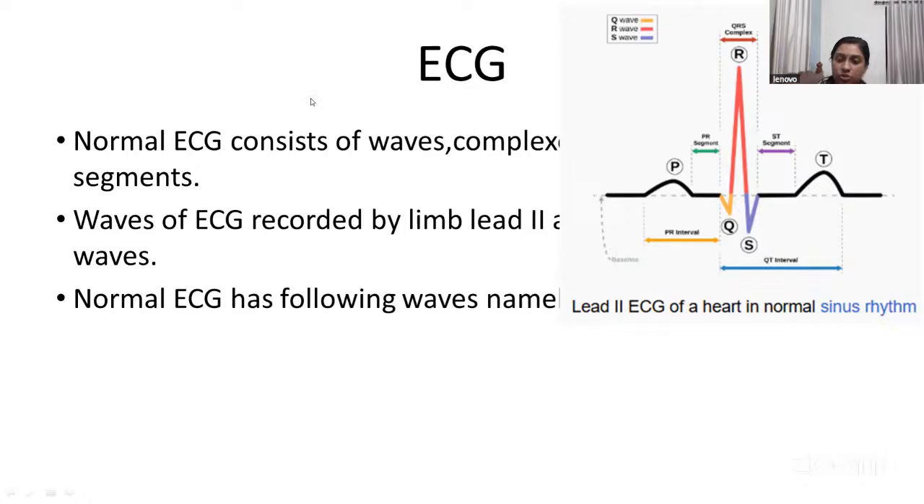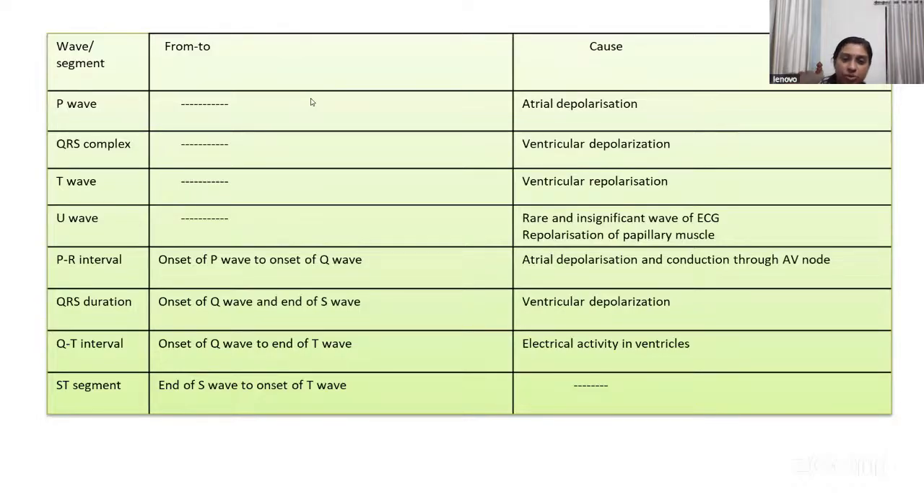In a heart with normal sinus rhythm, lead 2 is usually taken for recording the ECG. So this is very important. This is also asked multiple times. The P wave is due to atrial depolarization. You can remember it as ADP. So atrial depolarization is the cause of the P wave. The QRS complex is due to ventricular depolarization. The T wave is caused by ventricular repolarization.